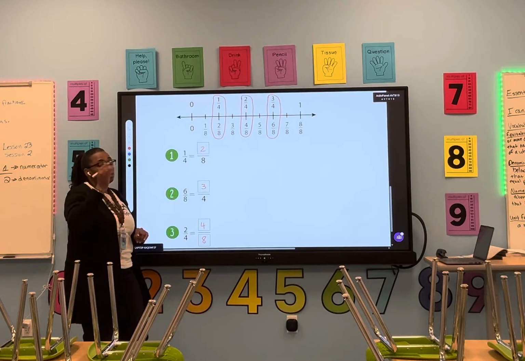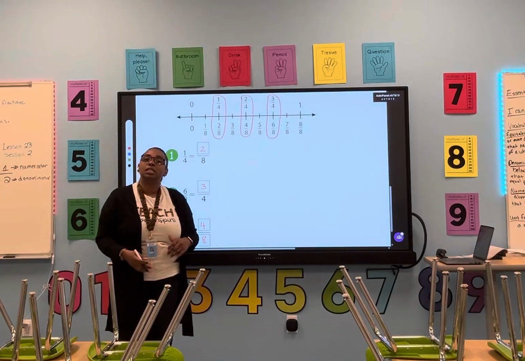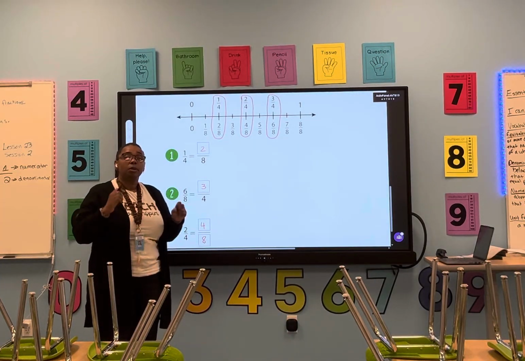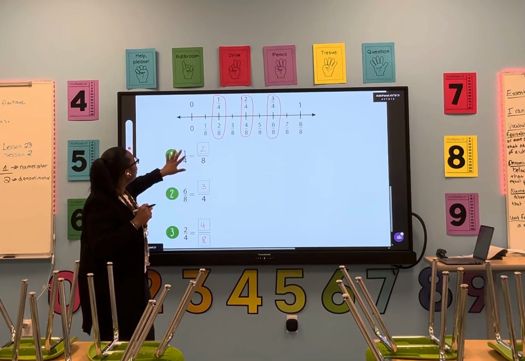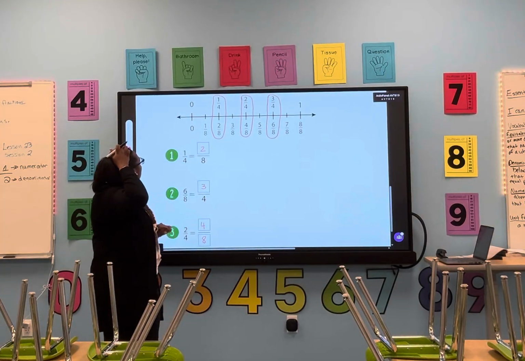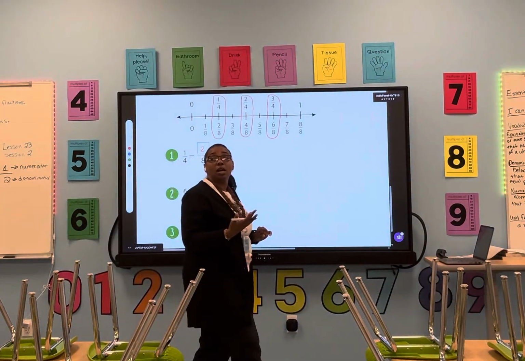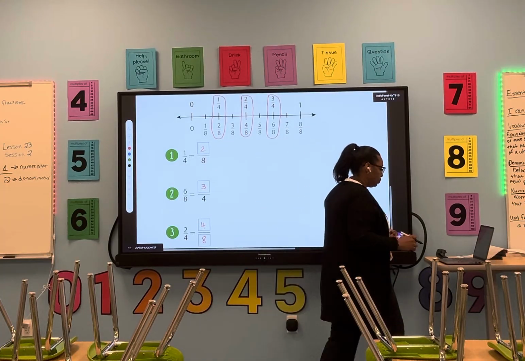And by us going in and circling that, it made it really easy and quick and fast for us to be able to see what we were looking at, because it stood out. These 3 stood out. Okay, so we're going to go ahead and go to the back side of the sheet now where we're looking at the fraction bars.